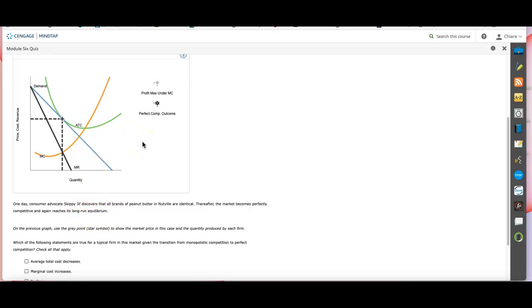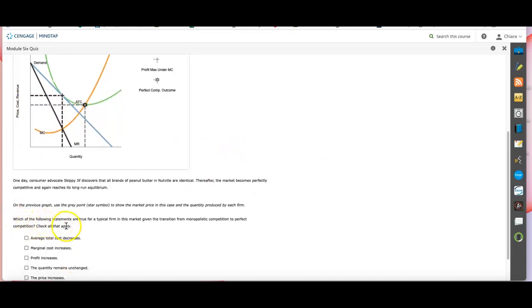Now we know that the perfectly competitive market and the firm in this case, because we're looking at a firm's graph, would produce where average total cost intersects marginal cost. That is the efficient level of production where average total cost is at its minimum. So we're going to drag this star and place it right here where average total cost is at its minimum and it intersects marginal cost. Which of the following statements are true for a typical firm in the market given the transition from monopolistic competition to perfect competition? The average total cost decreases.